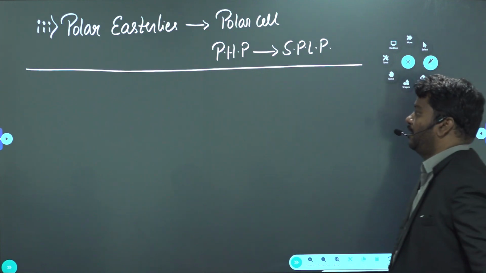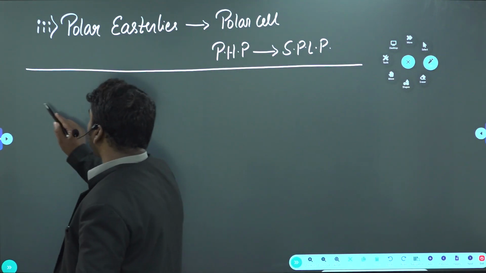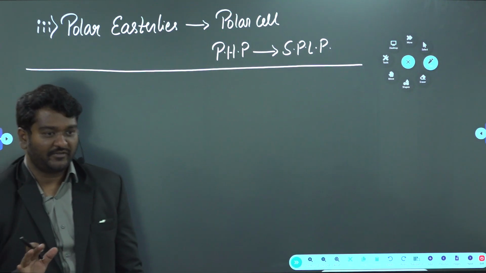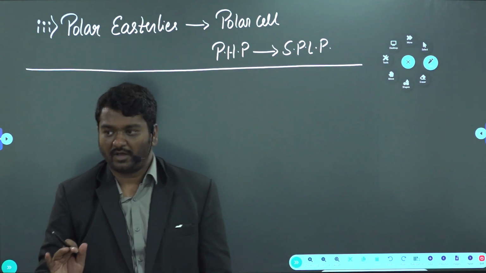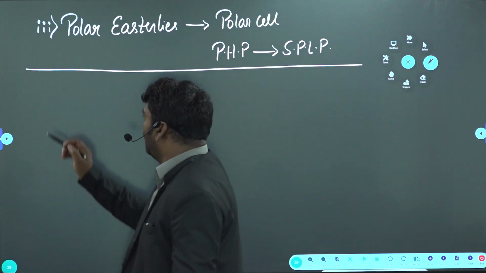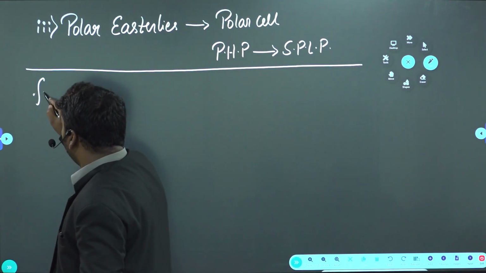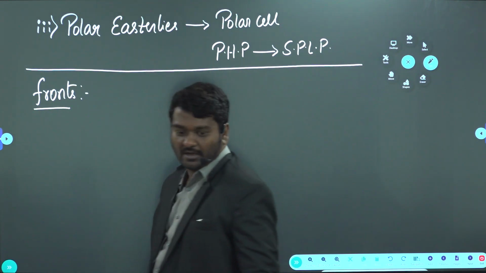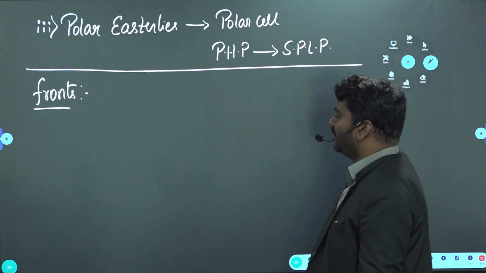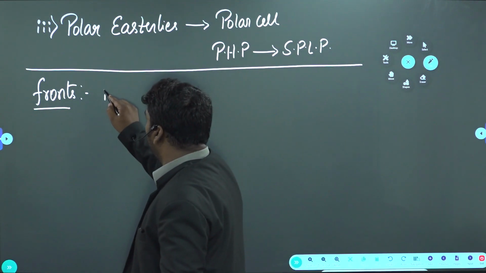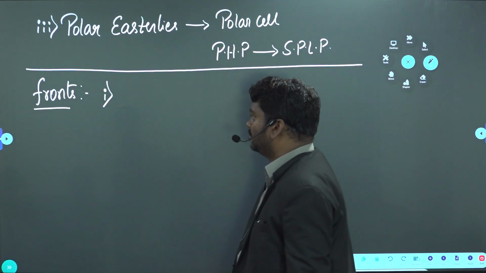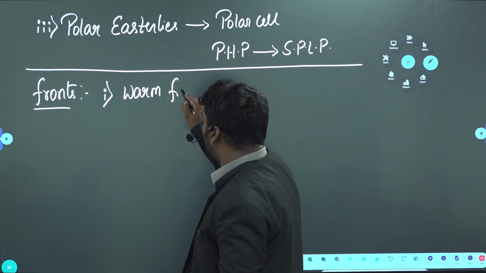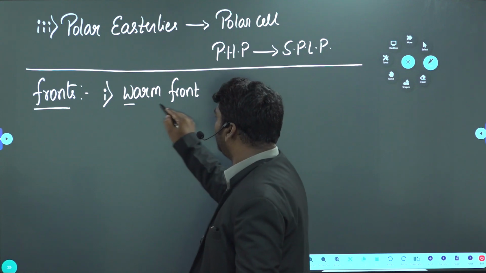Fine. Then air masses are not required for your prelims. Okay, don't worry about air masses and all. What is required is just frontal conditions, right? In frontal conditions, the first one is warm front.